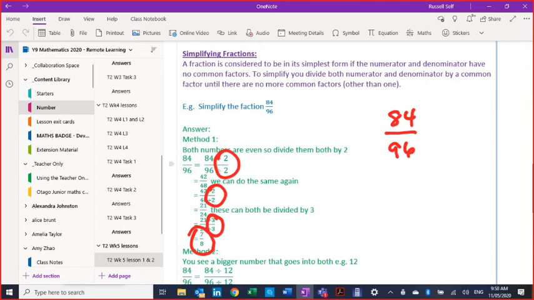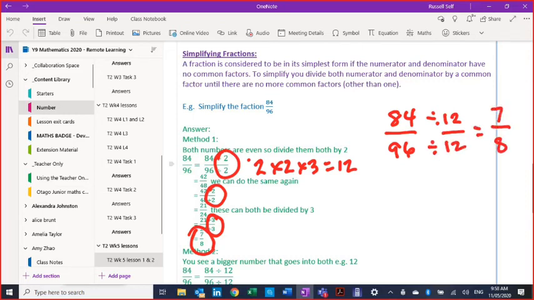Now, if you take 2 times 2 times 3, you'd get 12. So if you know your multiplication tables really well, you might have noticed that both of these would divide by 12 right away. And if you did, you'd get straight to the answer. But if not, it's perfectly acceptable to take it in pieces.